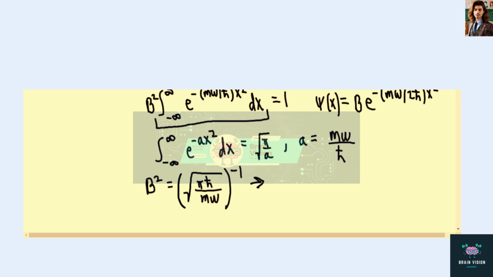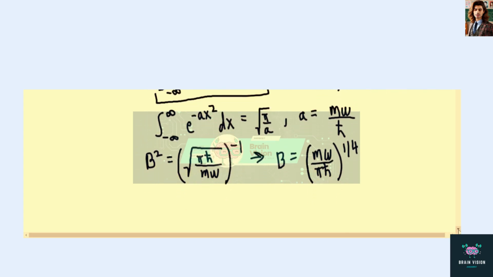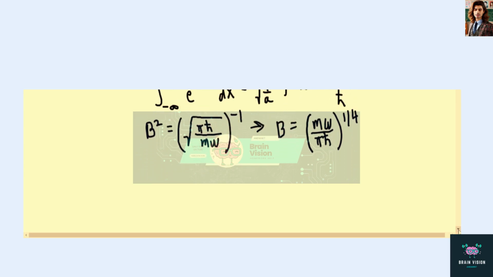And therefore, b must equal m omega over pi h bar to the 1/4. We have to take the square root of a square root, and that gives us the 1/4 root, or to the 1/4 power.